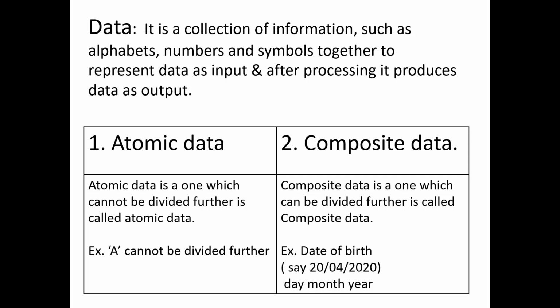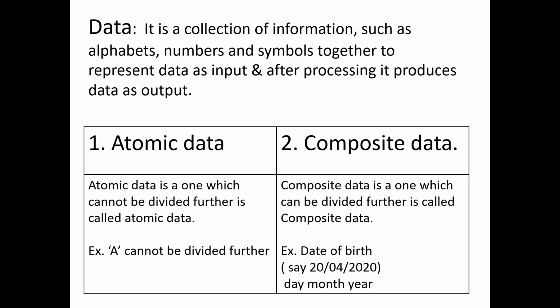So today once again I will define the data is a collection of information such as alphabets, numbers and symbols together to represent the data as an input, and you will get the relevant output after processing. And you can say the data is an integral part of an application also. So the data can be classified into two types, that is atomic data and composite data.